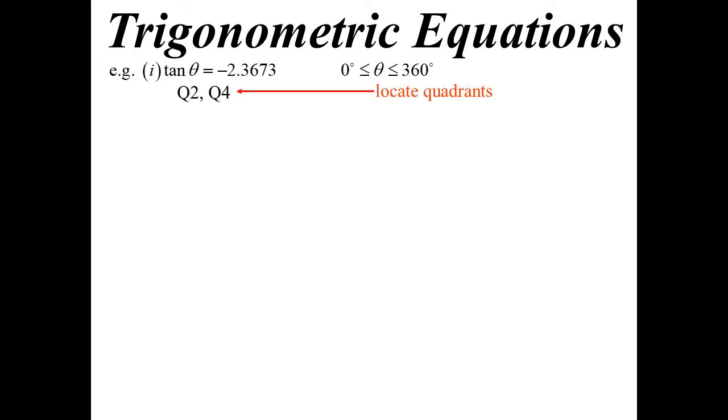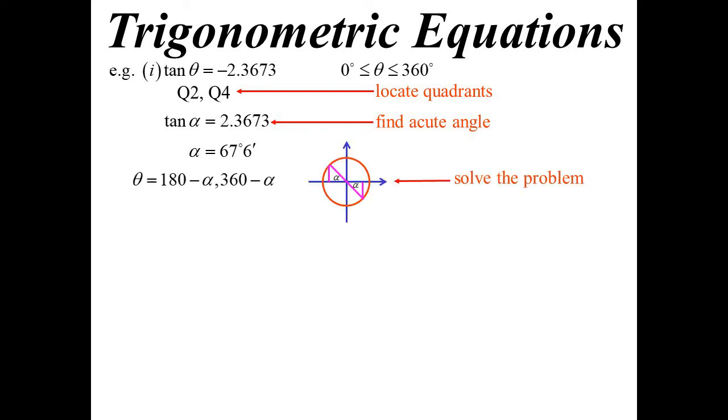So the first thing we always do is work out which quadrants are we in. Well, tan's negative, so therefore, second and the fourth quadrant. Next step is to work out, well, what's the equivalent acute angle? So for that, we make the ratio positive, and solving our one, we get 67 degrees, 6 minutes. Then we put it together and solve the problem.